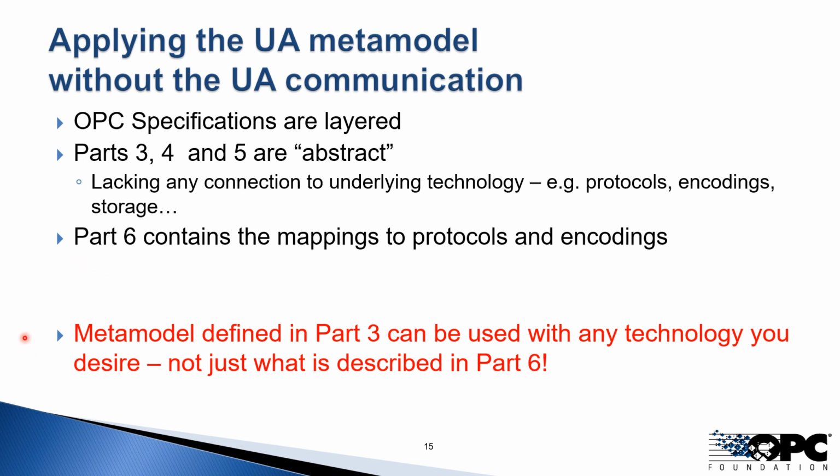So it's reasonable that someone could create an OPC UA meta model that relates data in databases in the cloud and never talk about any of the things about transporting the data using the mappings in Part 6.